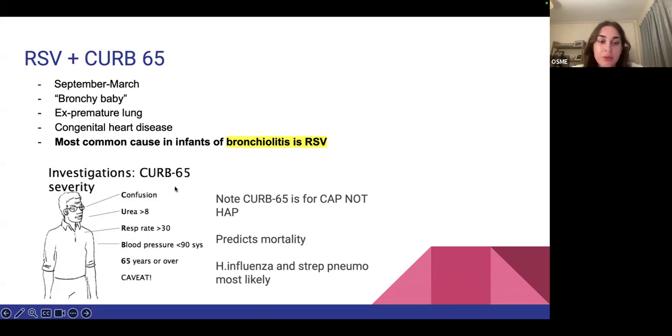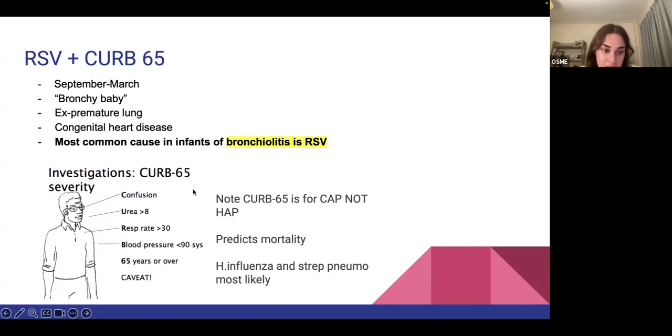The CURB-65 score is used to determine the severity of community-acquired pneumonia, not hospital-acquired pneumonia. So say someone's gone into their GP feeling really unwell, and on auscultation there's crackles on their chest, and they've just not been able to kick this infection for about 2 weeks. It's a community-acquired pneumonia. The difference with hospital-acquired pneumonia is that they've been sat in hospital, treated for something else, and they've been in hospital for about 48 hours and now started presenting with pneumonia symptoms.